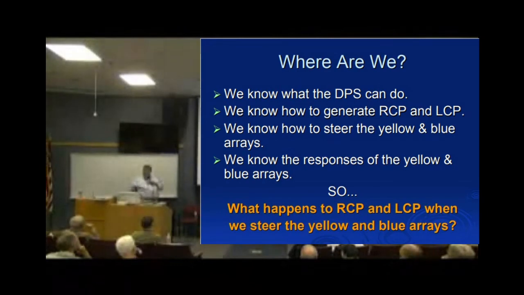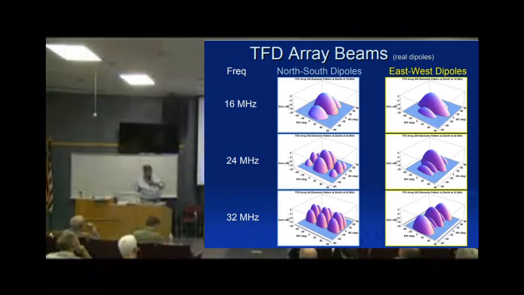So where are we at this point? Well, we know what the DPS does. It looks at a wide bandwidth in 2 different polarizations. We know how to generate RCP and LCP, kind of, glossing over a lot of technicalities. We know how to steer the beam. We're going to use time delays. And we know the responses of the yellow and blue areas. There they are, right there.